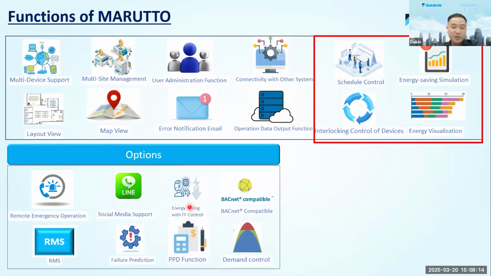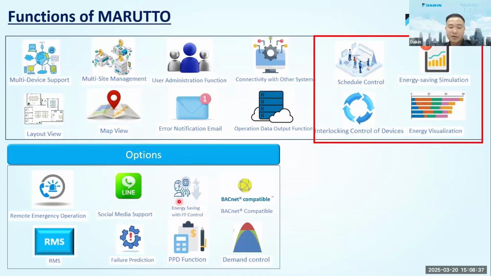Our cloud-based centralized controller is also able to analyze the equipment when it runs abnormally. Basically, it is able to predict the possible failure before it fails. With this function, the facility manager is able to take action to repair the faulty equipment in the building before it fails.